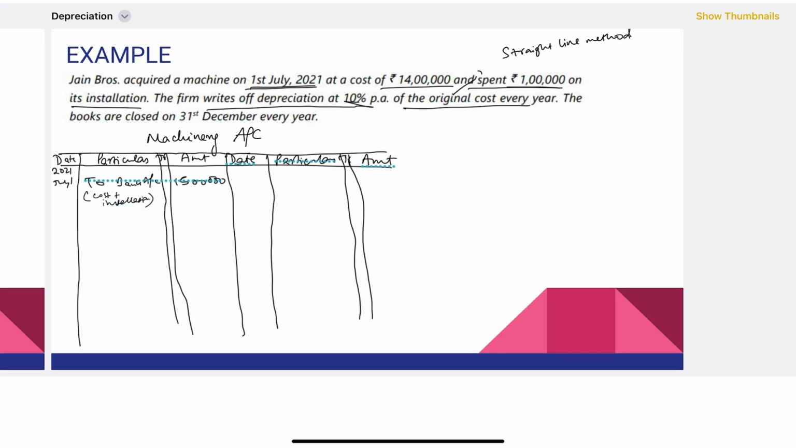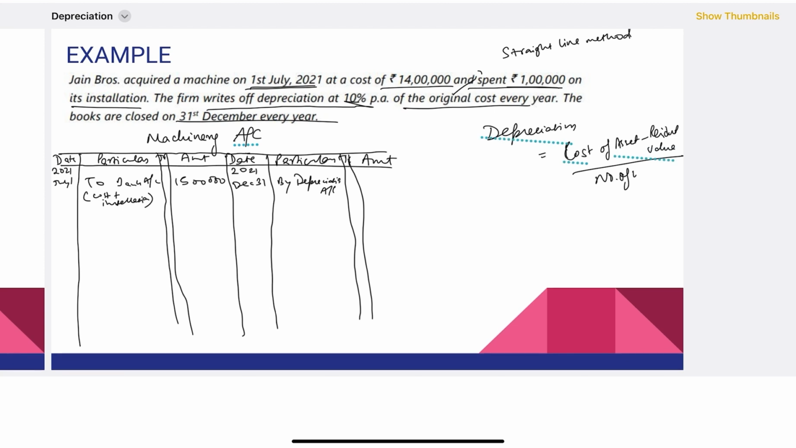Now we'll give the depreciation. Now it is said that the books are closed on 31st December. So on every 31st December, that is the last day of the year, we need to pass the depreciation entry. So it is by depreciation account. Now calculating depreciation. How will we calculate depreciation? As we have already studied the formula, it is cost of the asset less any residual value divided by number of years, that is basically useful life.